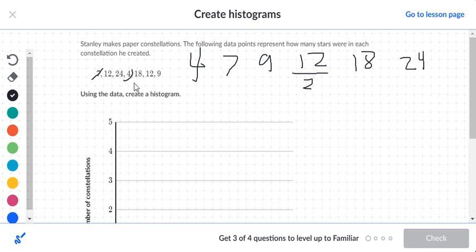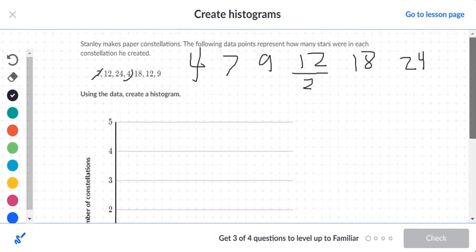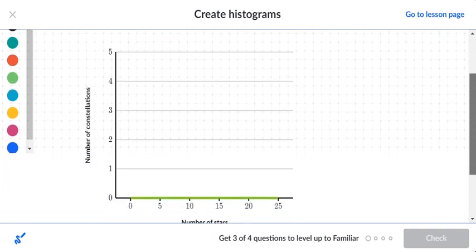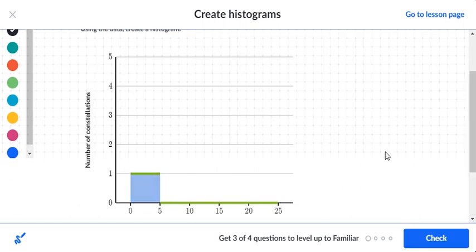So again, we have a 4, 1 7, 1 9. We have 2 individual 12s followed by 18 and 24. So what we want to do is use the data to create a histogram. Remember, a histogram is a bar graph, but these are ranges. So it sits between 0 and 5, 5 and 10, 10 and 15, 15 and 20, and 20 and 25. So between 0 and 5 we only have 1 because that was our 4.